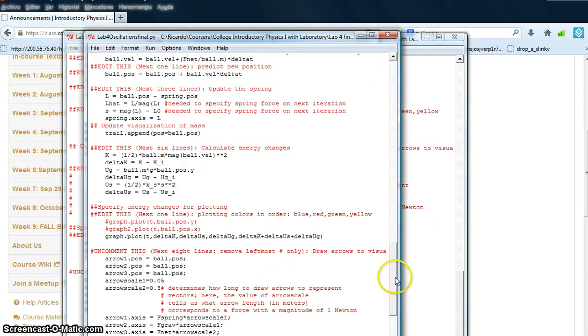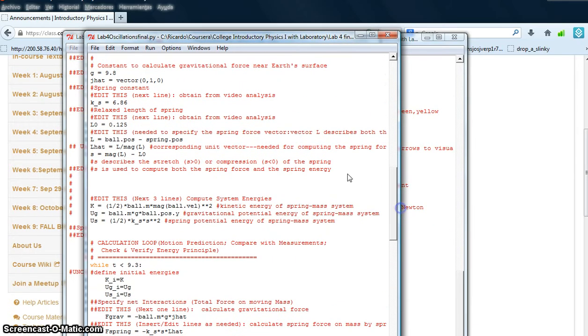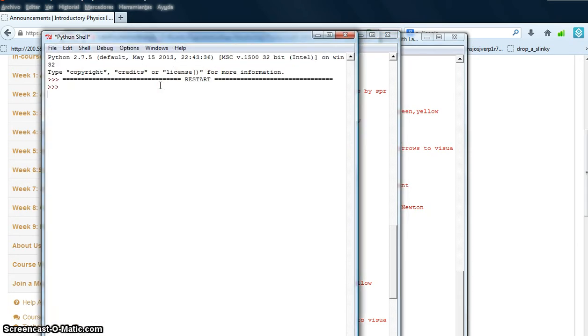Then another question that we had was about the energies. So first I defined my kinetic energy, my gravitational potential energy, and my elastic potential energy. Then inside the loop I had to define the initial energies. Then I had to update the kinetic energy, gravitational, and elastic potential energy, and I also had to define the changes in kinetic, gravitational, and elastic potential energies. With all these updates inside the loop, I could graph the energies, as we will see here.